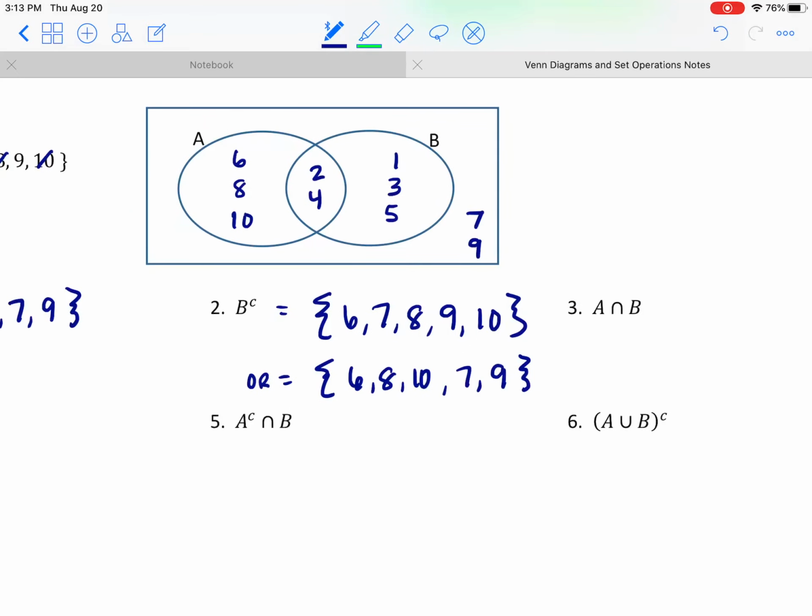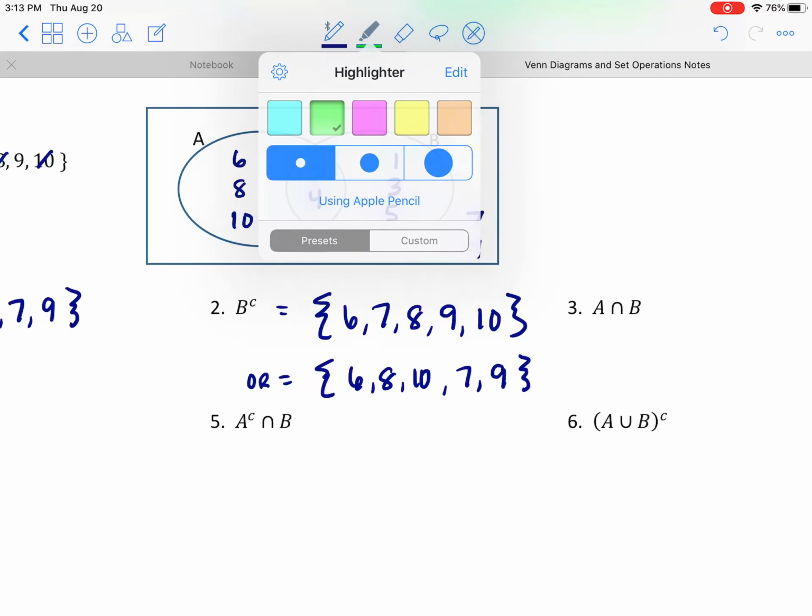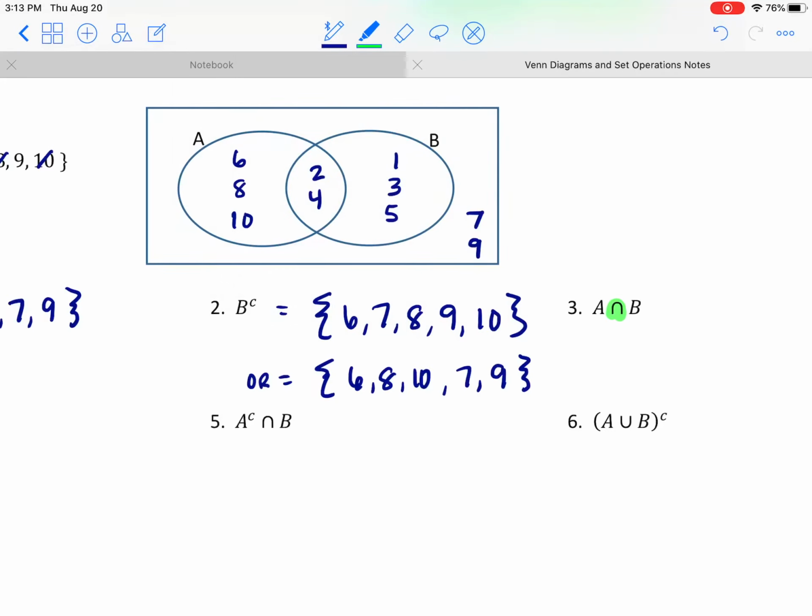Number 3 says what is in the intersection. So this is the intersection. That means what do they have in common? What is in both A and in B at the same time? So the intersection, this is the overlap. That is this area here. So what's in A and B at the same time would be 2 and 4. So this is going to be elements 2 and 4.